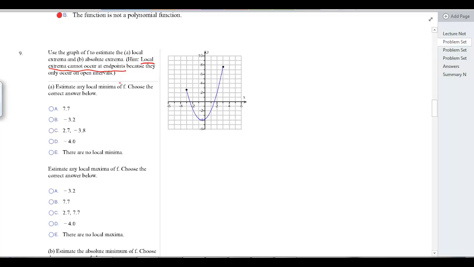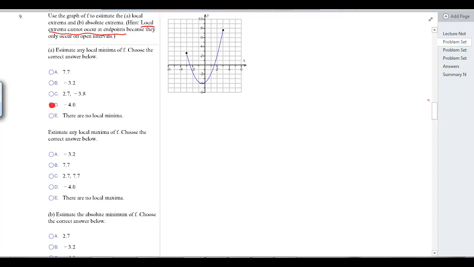So, a local extrema. Are we going to have a max here? We're not going to have a local max because those are endpoints. It just told you that. But we do have a min. And so the min, we're looking for the y value here. What's the y value? -4. And then it asks you about the local max. And there is no local max, or there are no local max.